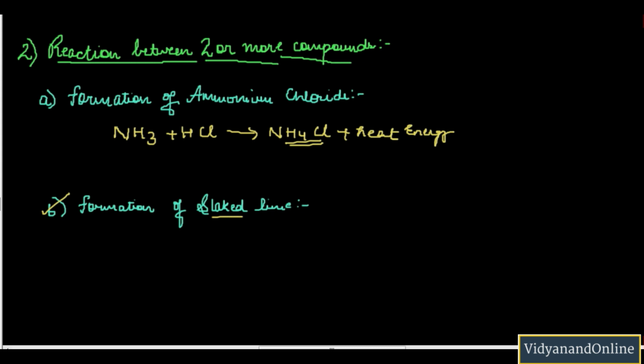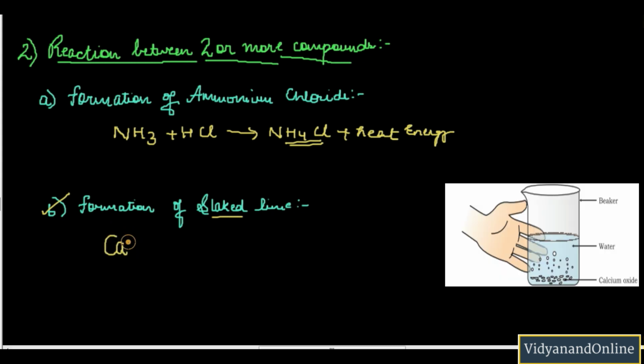Okay. Now what happens is you have quicklime, which is CaO, calcium oxide. When you add water to quicklime, you get slaked lime. So the formula of slaked lime is Ca(OH)2, along with the liberation of heat energy. It is such a vigorous reaction that the heat produced is very high.